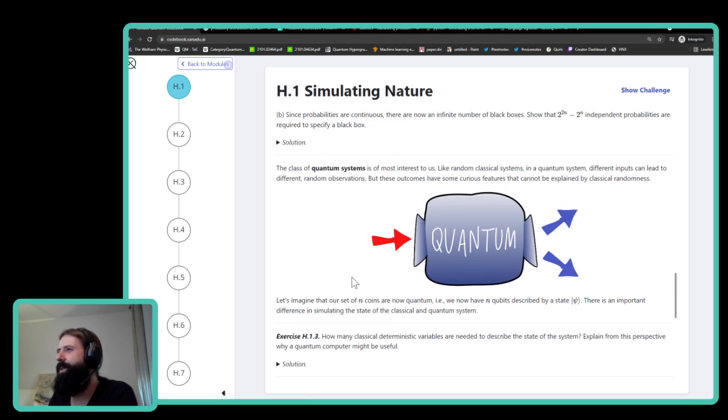Cool. So let's move on to the quantum stuff. The class of quantum systems is of most interest to us, like random classical systems in the quantum system. Oh God, wait a second. That feels good. That's so stupid.